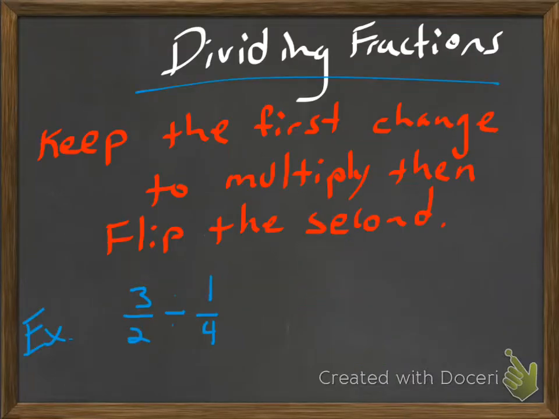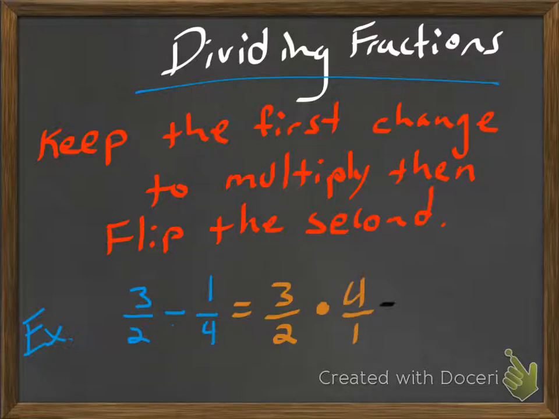Alright, let's go on. Dividing fractions. Keep the first, change to a multiply, and then flip the second. That's the only difference between this and multiplying. So let me show you what I mean. We keep the first fraction, we change it to multiply, and then we flip the second fraction. Now it's the same thing.